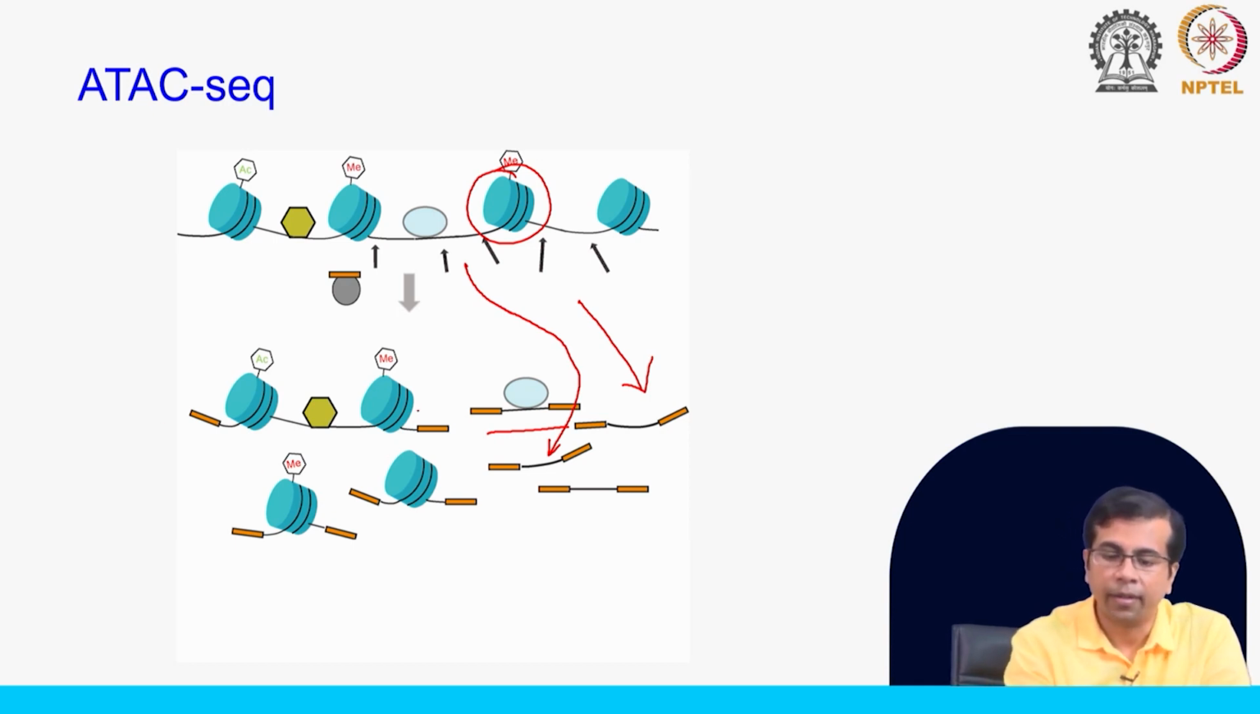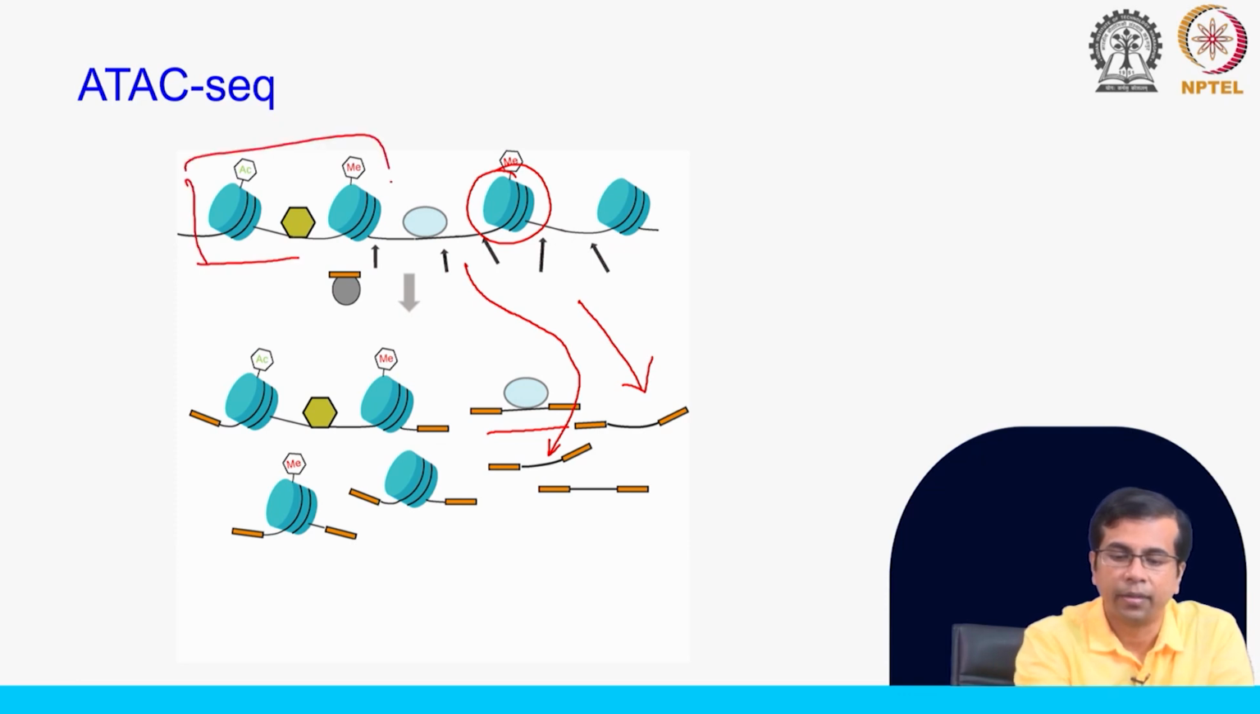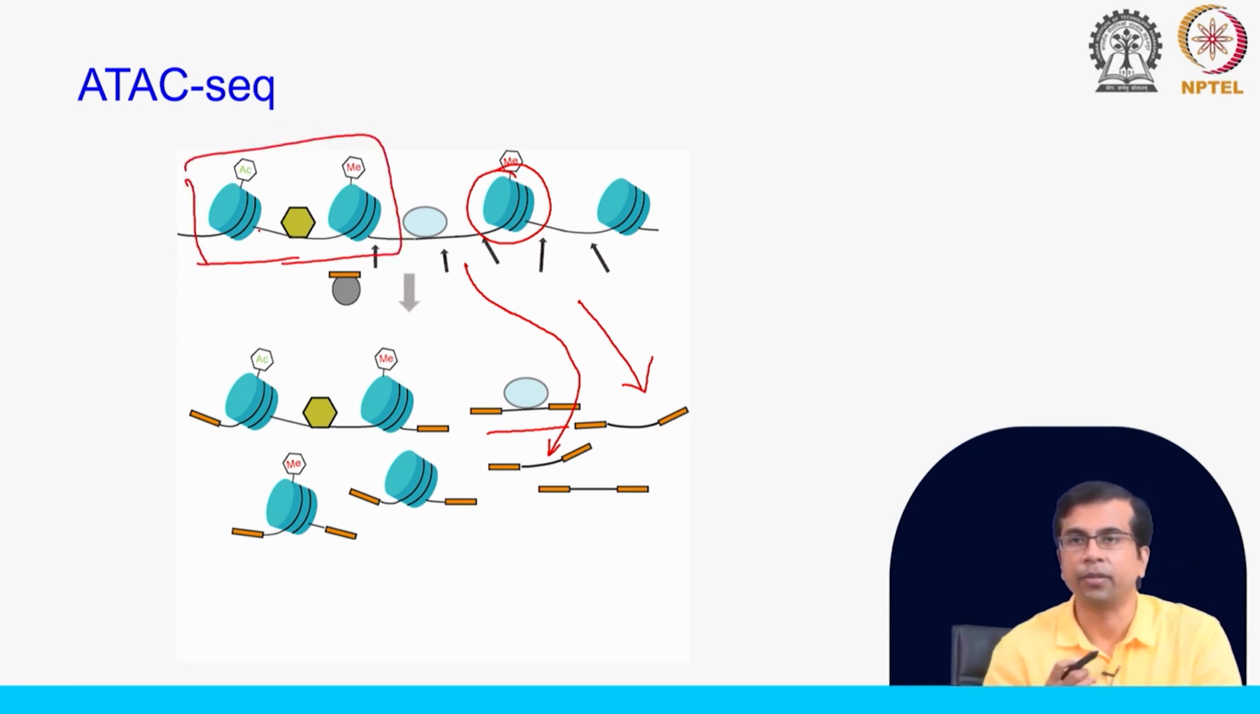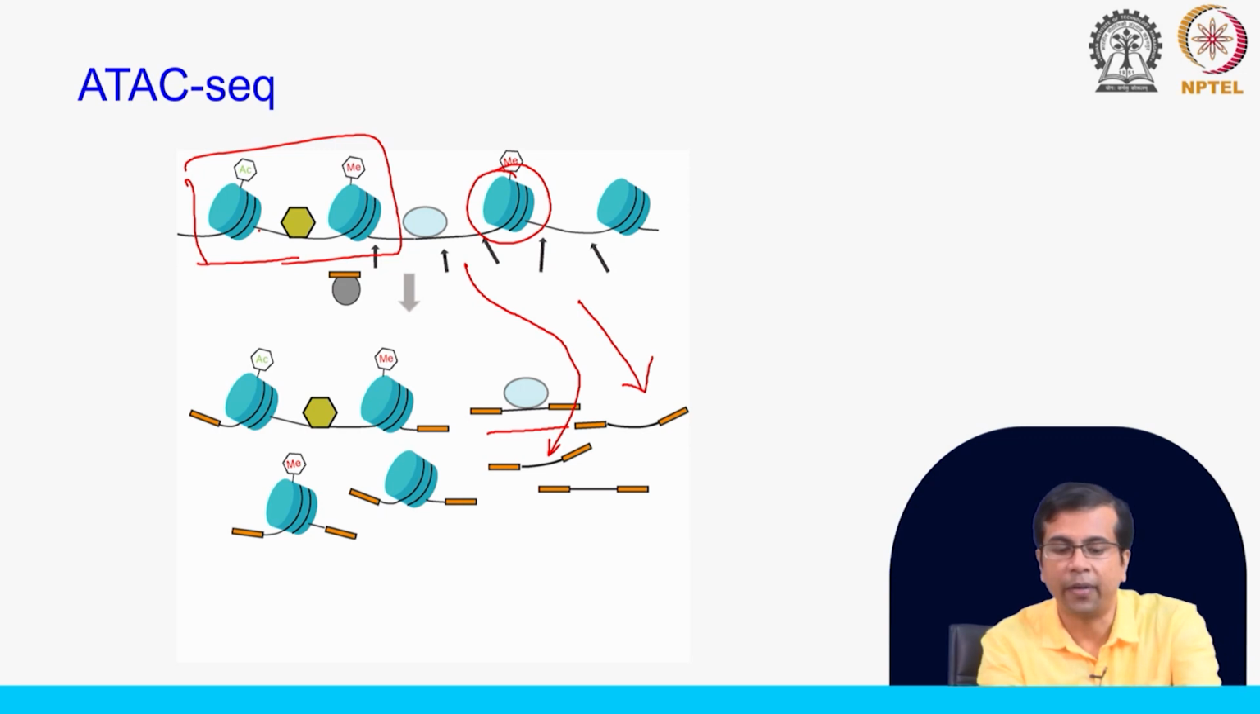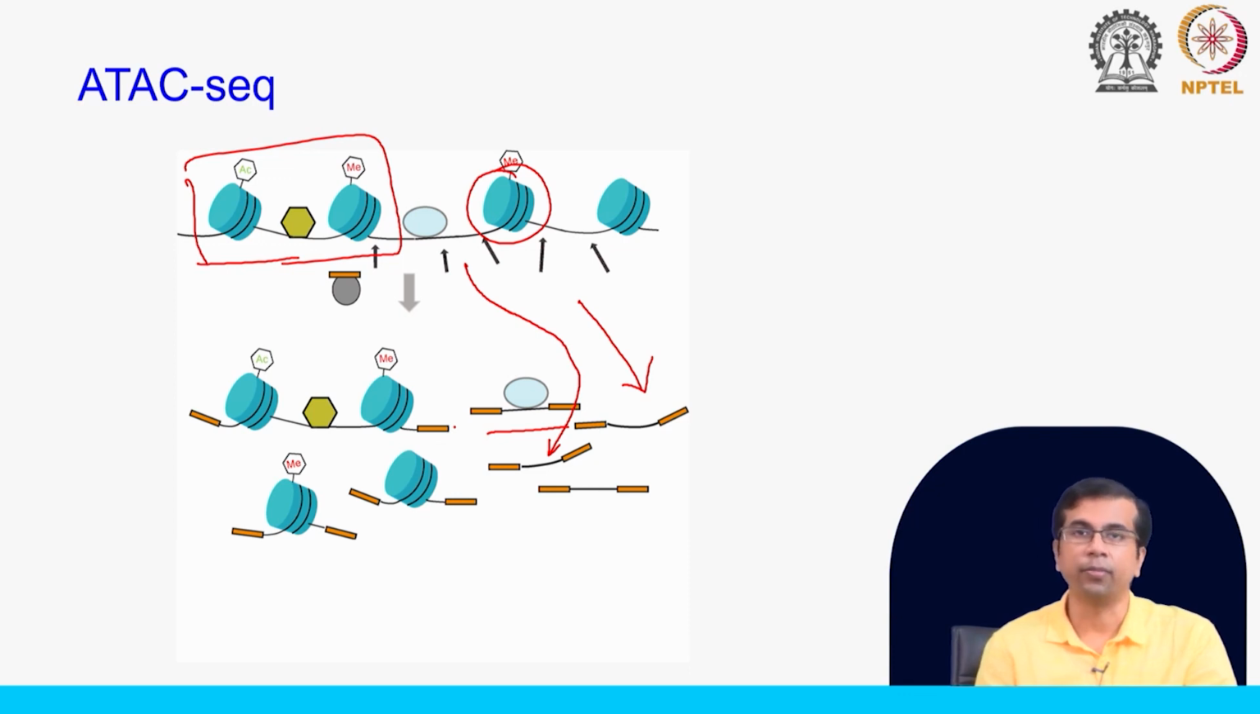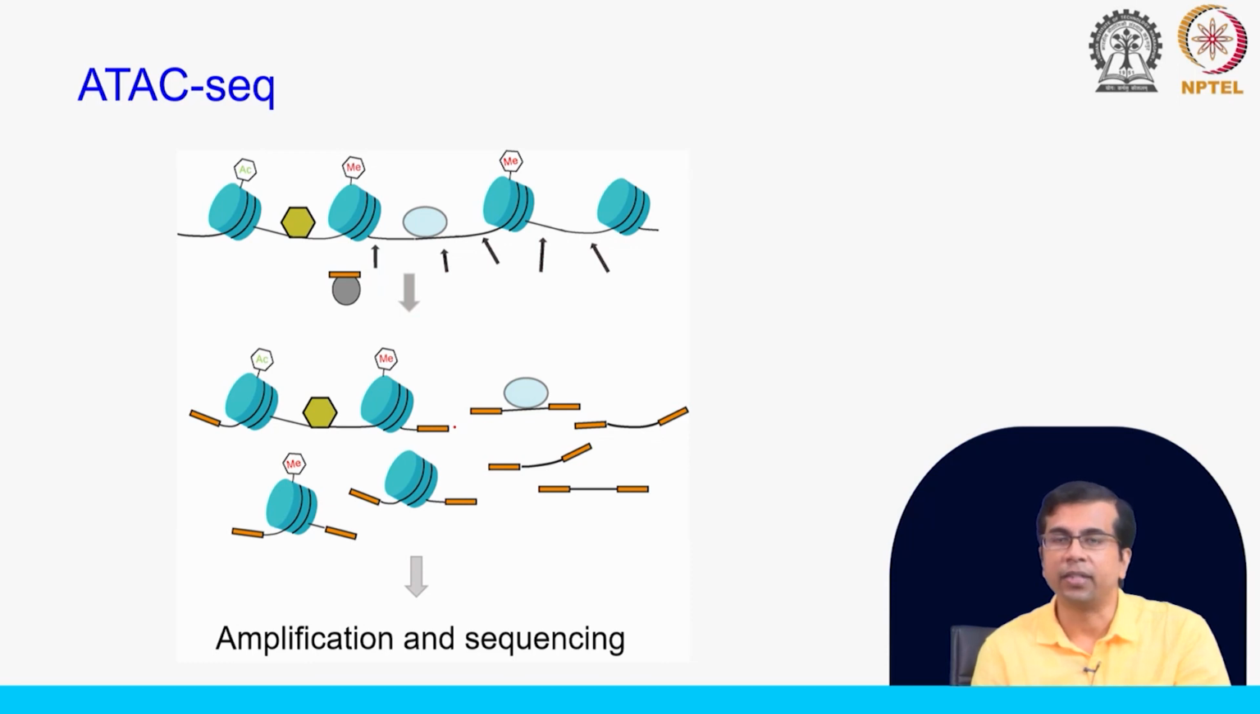And then of course, you will get a bigger fragment, because in this region there is no accessibility for this enzyme, because of steric hindrance. So, you will get this big fragment with the adapters at the end. Now, what you can do is site select some of these fragments. Of course, the amplification will not work for very long fragments, so you can amplify only a certain range of fragments of a certain size. So, you can do a site selection also, then amplify and then sequence.